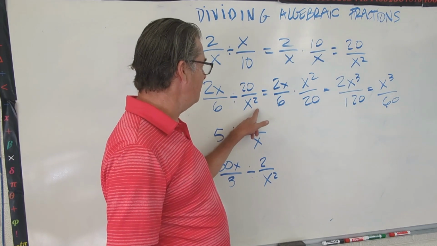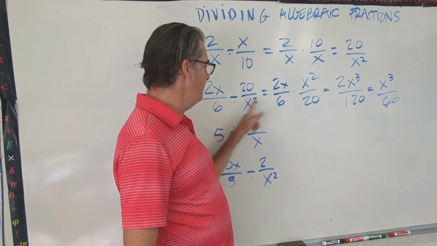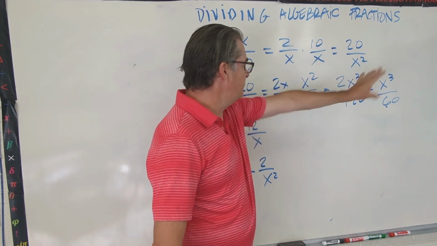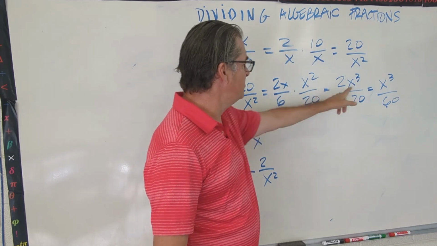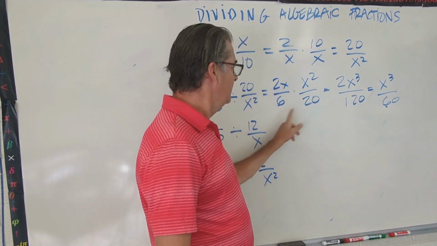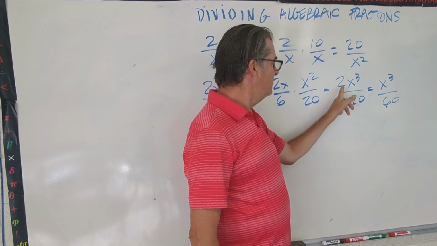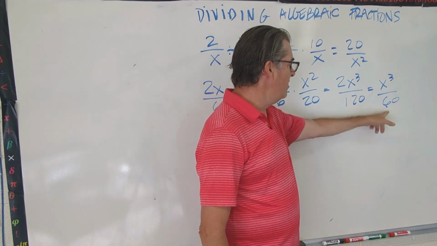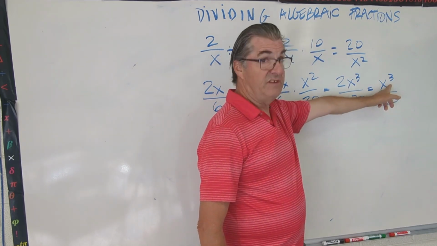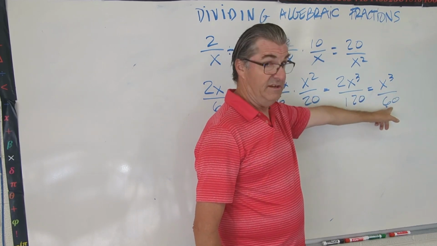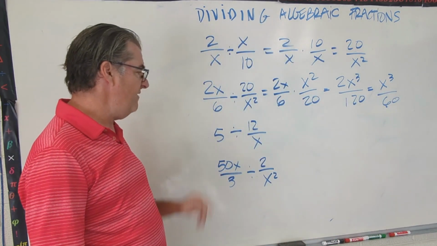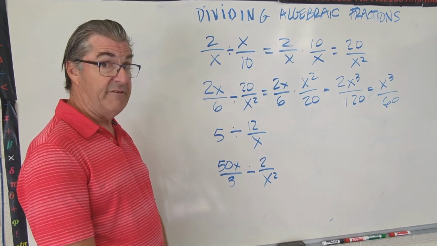I just took my second fraction, flipped it, changed the division to a multiplication, multiplied straight across. I get 2x to the third for that multiplication. 6 times 20 is 120. 2 over 120 reduces down to 1 over 60. So my answer here is x to the third over 60. Okay, try that one. Little different twist going on in that one.